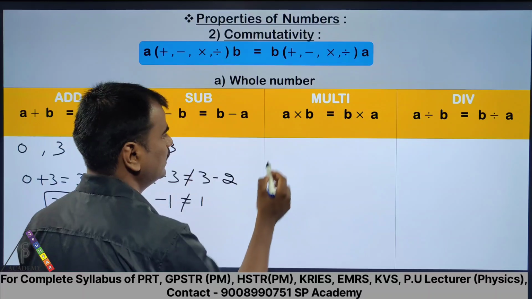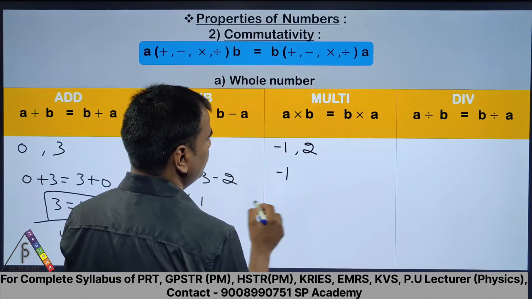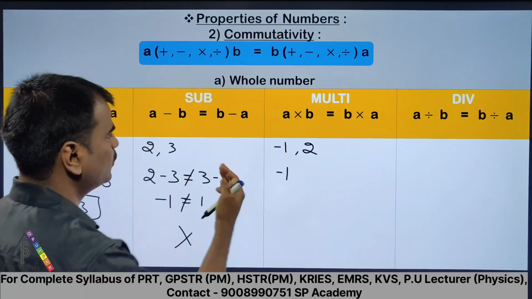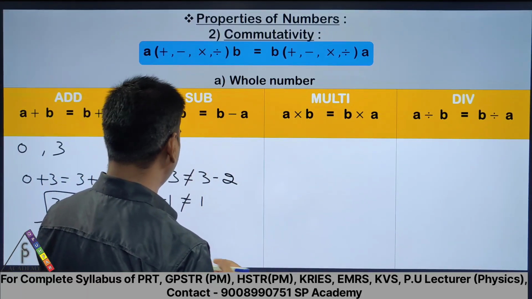Next, multiplication. I will take minus 1 as A and B as 2. These are all whole numbers, we should not take integers.